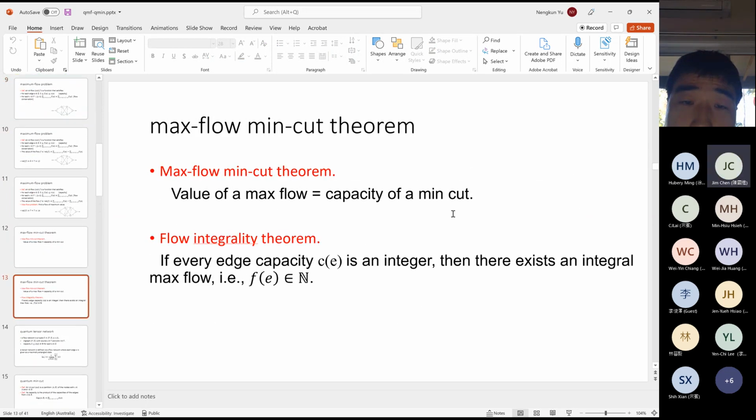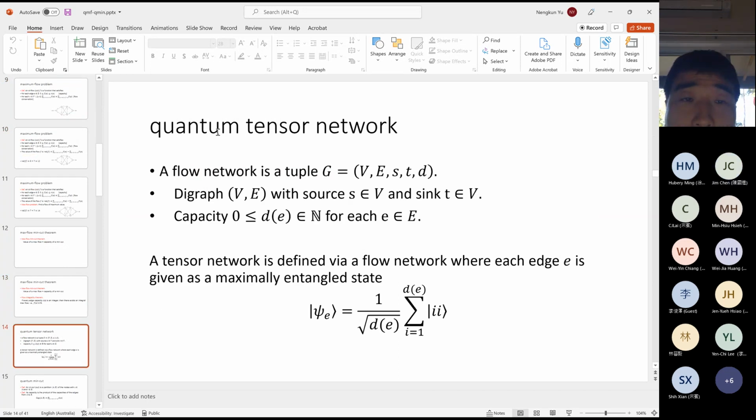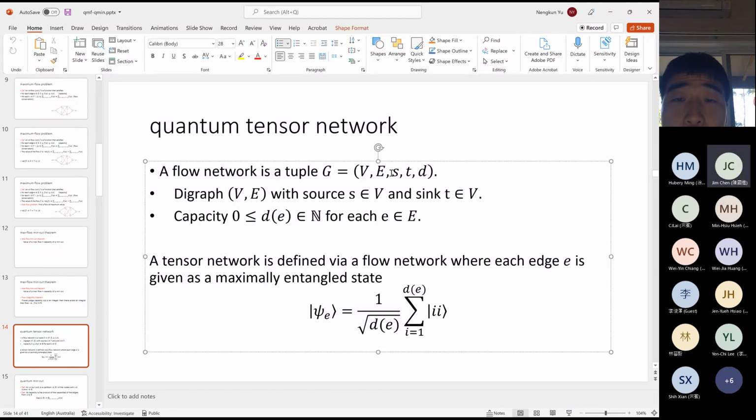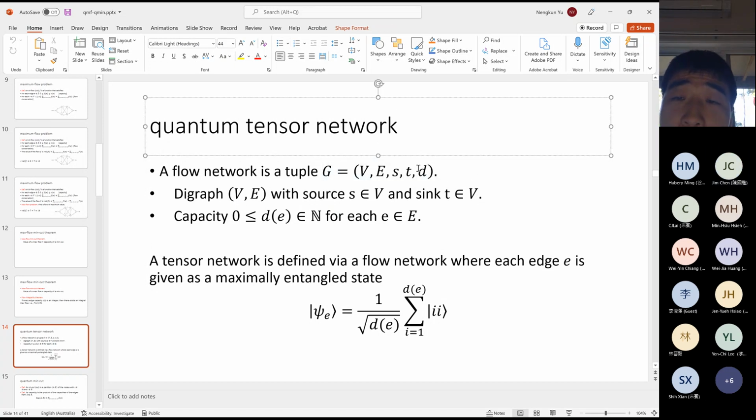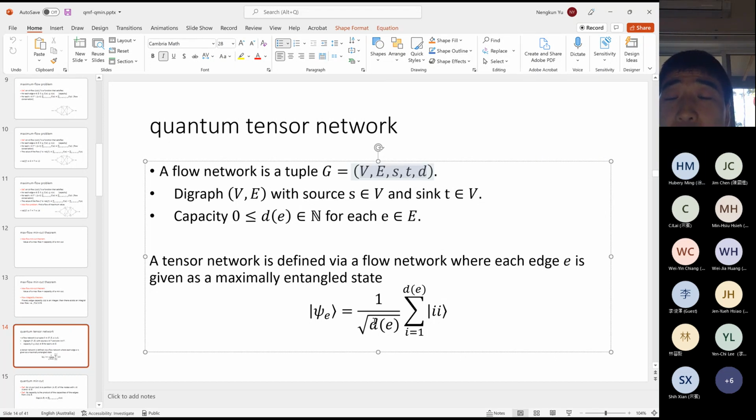So you see here, this is a definition of the quantum tensor network. We have a graph, and for any edge, it's just associated with an integer number, and the integer number corresponds to a given maximally entangled state between the edge. So this is the original tensor network. But if we change this d into nd, then it's nothing but we add another maximally entangled state of dimension n among all edges.